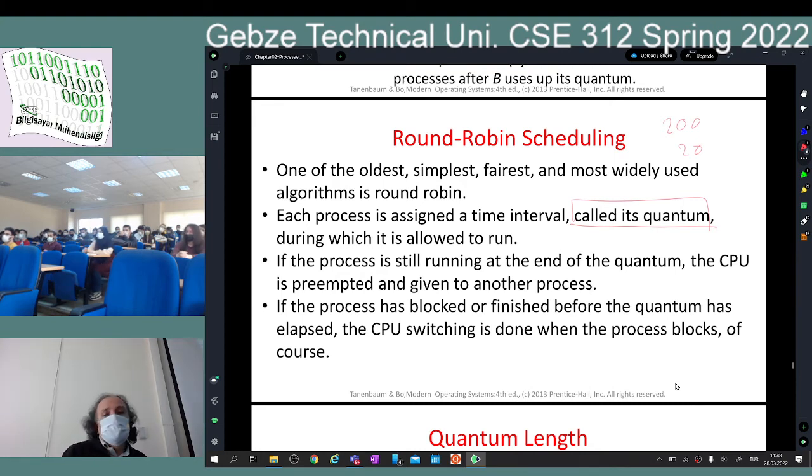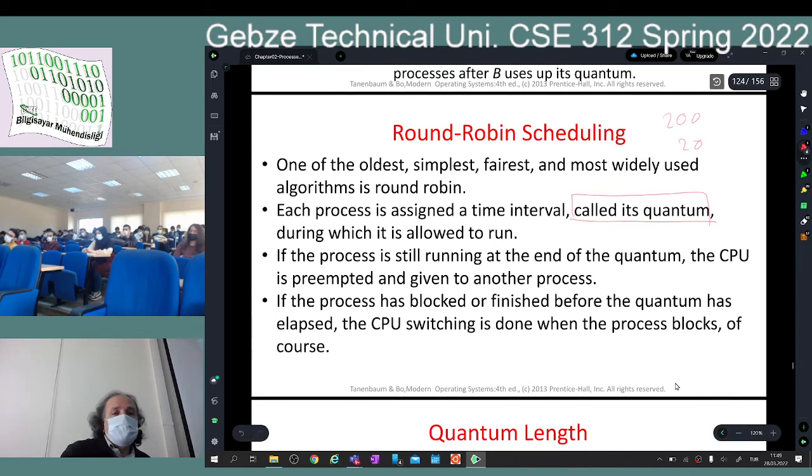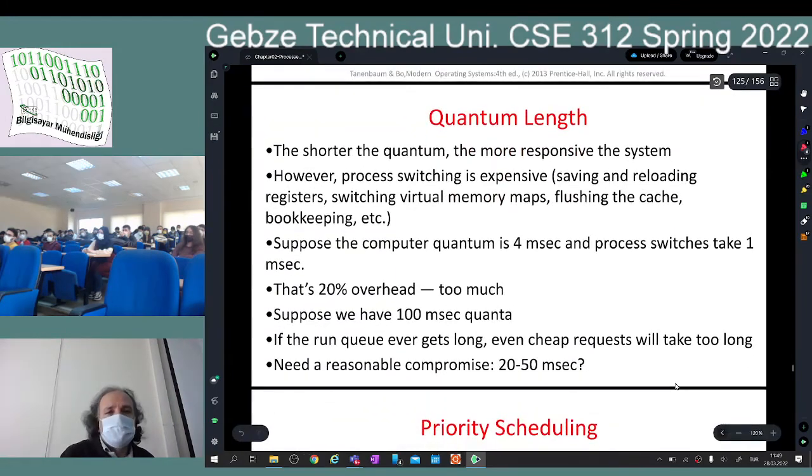So that's not good. Long quantum times are good for having fewer penalties for context switching. Shorter ones are good for interactivity, because no matter that I am running 10 interactive processes, I will make sure that I respond as soon as possible. So I need to do some kind of balancing, some trade-off. If the process has blocked, I know that I am going to switch. Let's talk about this quantum length. The shorter the quantum, the more responsive the system.